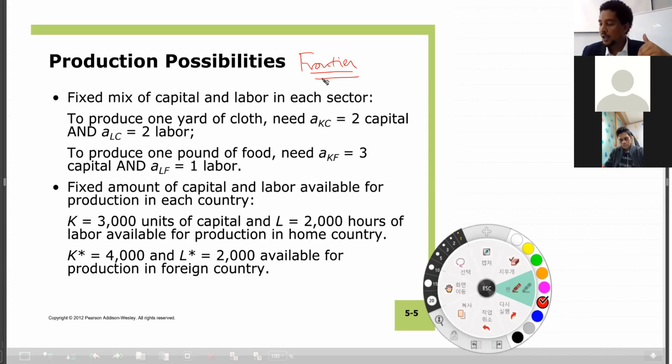For example, if a country has 10 units of labor or 10 people and it has $100, the production possibility frontier means: using all the 10 people and all the capital we have, that is $100, how many clothes and how much food can we produce? That is a production possibility frontier.